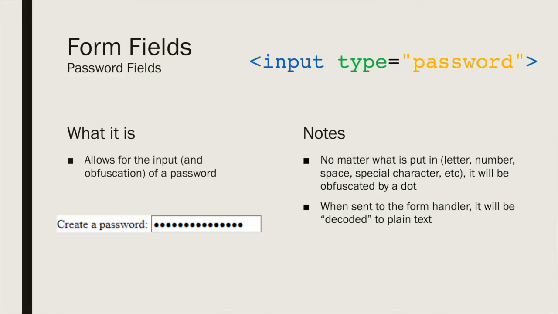Next, you have password fields. This allows for the input and the obfuscation of a password. So no matter what is put in, a letter, number, space, special character, etc., it will be obfuscated by a dot. Most modern browsers allow for dots. Some older browsers may just have asterisks, but in most cases, whatever it is, a password field will obfuscate it.